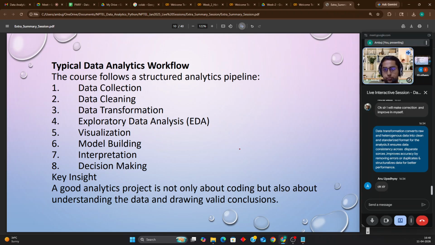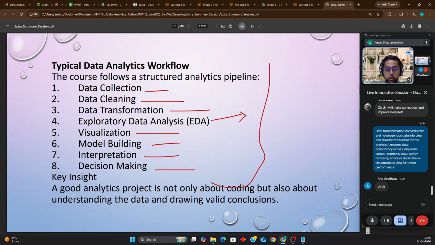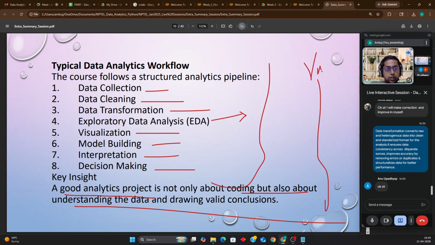Typical data analytics workflow: data collection, data cleaning, data transformation, EDA, exploratory data analysis, which involves various steps that I'll explain in brief. Then visualization of the data, model building, interpretation, and decision making. That is the workflow. The key insight is that a good analytics project is not only about coding, but also about understanding the data and drawing valid conclusions based on the data.